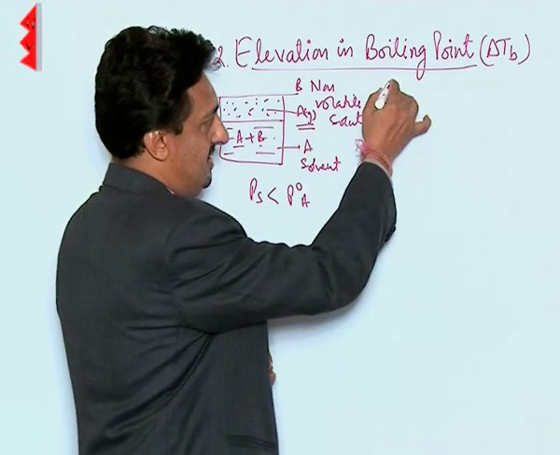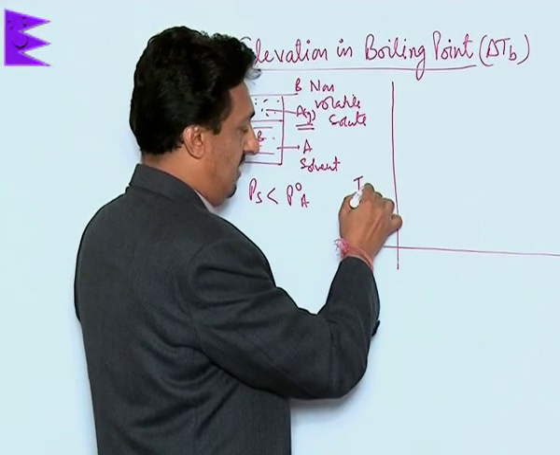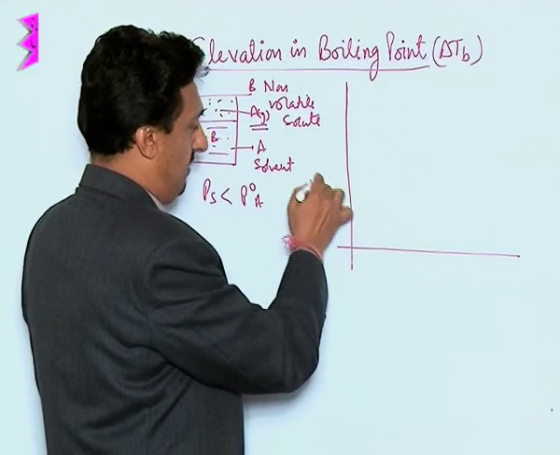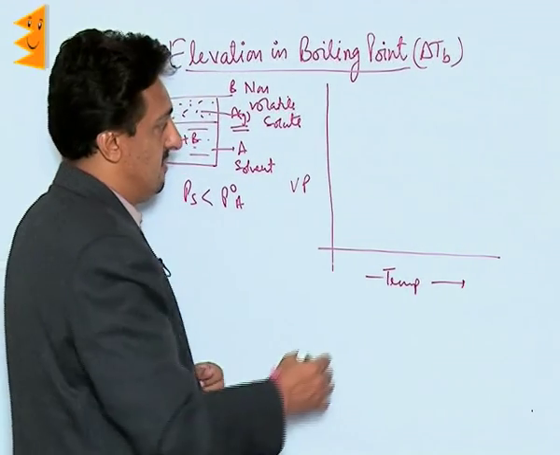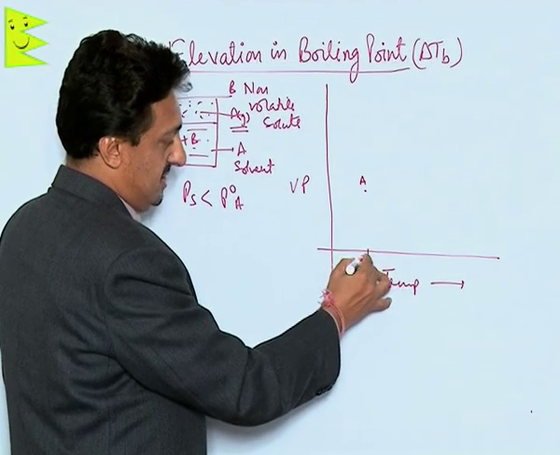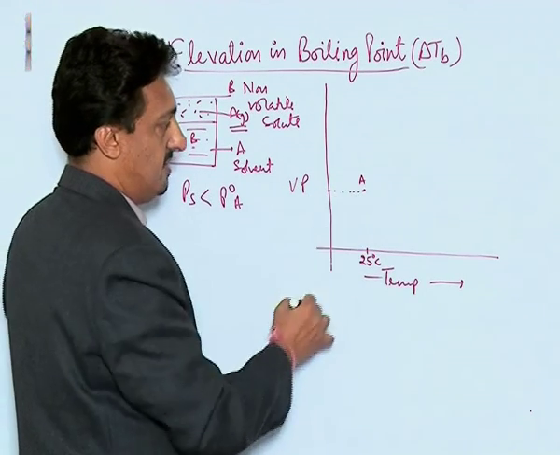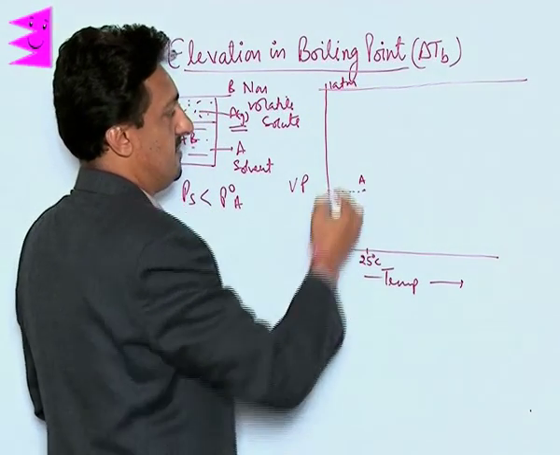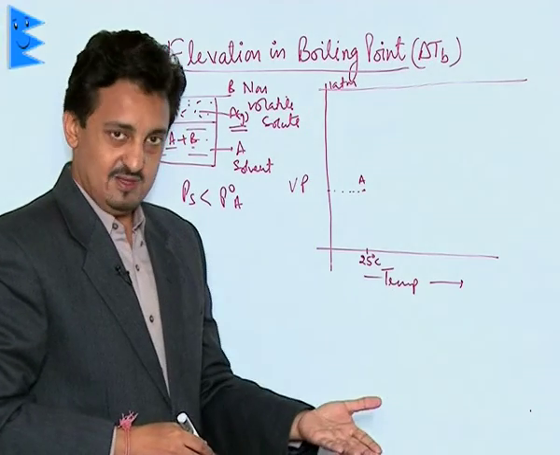This can be explained with the graph, the phase diagrams. The graph is plotted between vapor pressure and temperature. Suppose we have taken solvent A, whose vapor pressure at 25 degrees Celsius is found to be this value. This is our extreme value, which is 1 atm. Whenever the liquid's vapor pressure becomes equal to this 1 atm, it will start boiling.